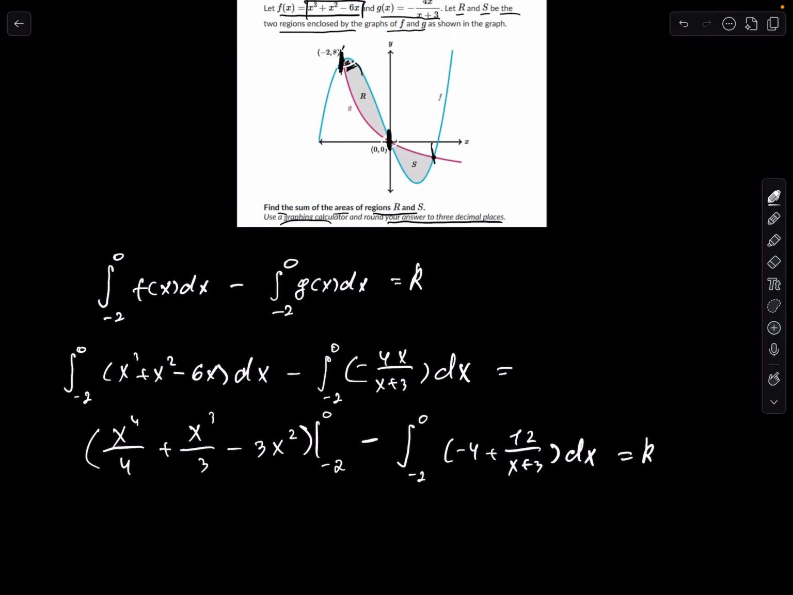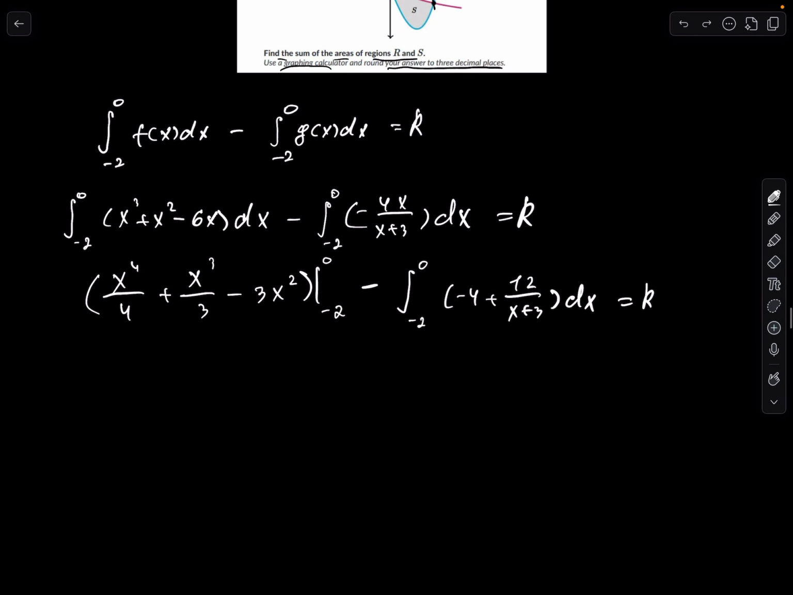Don't forget, we're solving for this part of the problem, because there are two parts. Then we're going to calculate S as well. So what is this going to be? If you plug in 0 here, all the values are going to be 0, and then we need to subtract the values when you plug in negative 2.